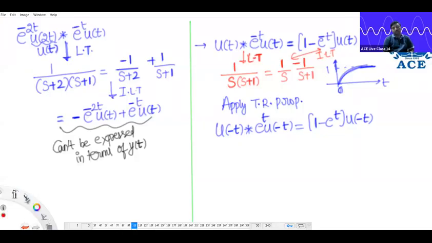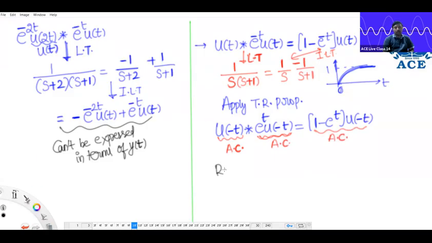Everyone recollect? A signal which covers purely negative time is called an anti-causal signal, or not, sir? Purely positive time is causal, purely negative time is anti-causal. So the first function is anti-causal, the second function is anti-causal, the resultant is also anti-causal.